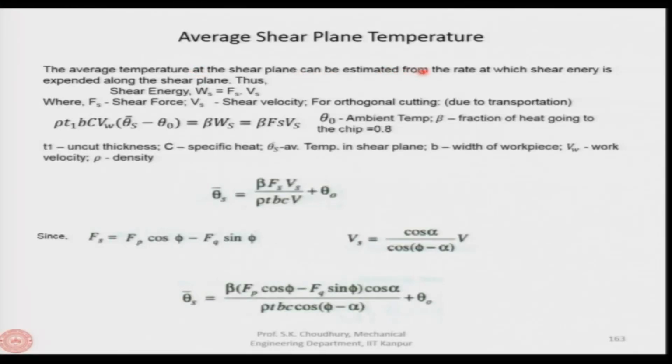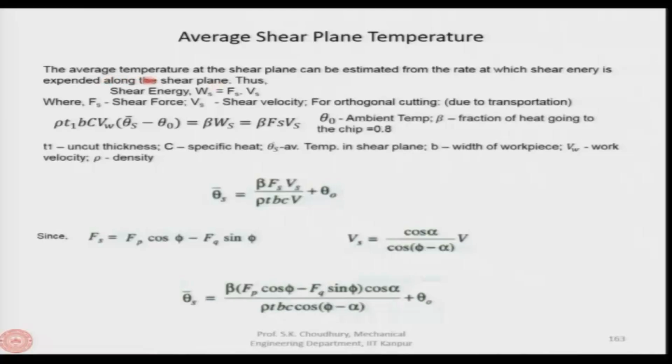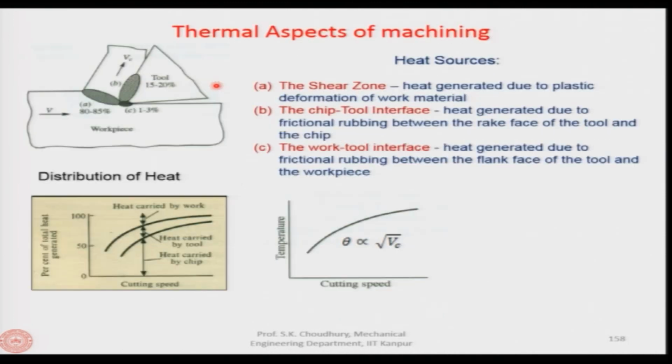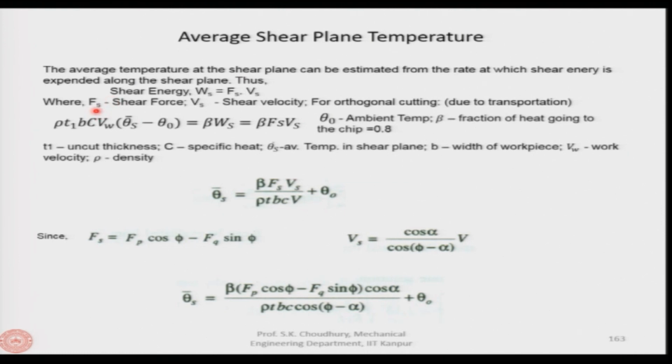Now, the average temperature at the shear plane can be estimated from the rate at which the shear energy is expended along the shear plane. So, we are applying the shear force, we are applying the shear stress, and that shear energy is expended along the shear plane. Along the shear plane is where the maximum heat is generated, and we are trying to find out the heat generated in the shear zone particularly. So, here the shear energy is equal to Fs into Vs.